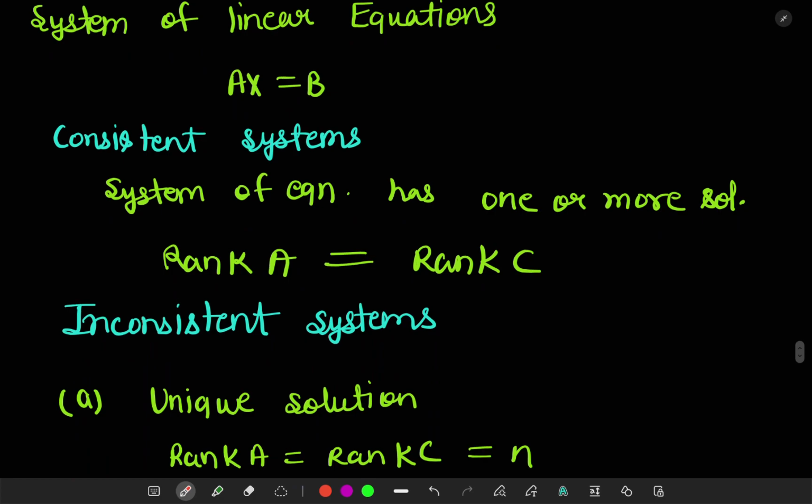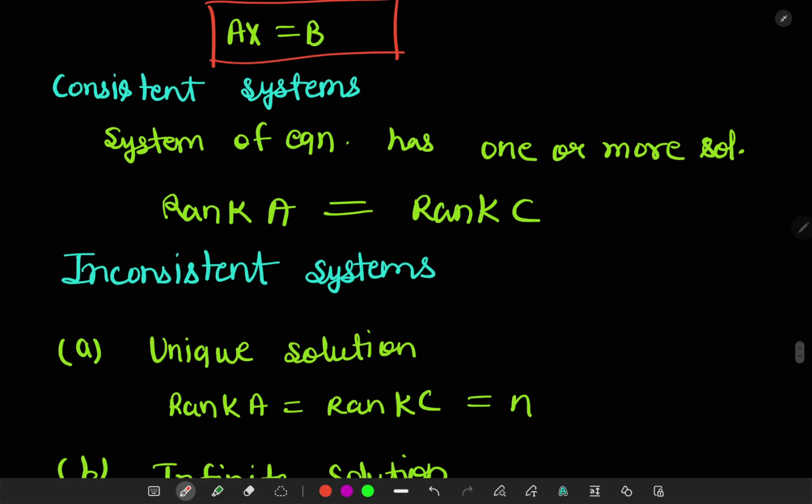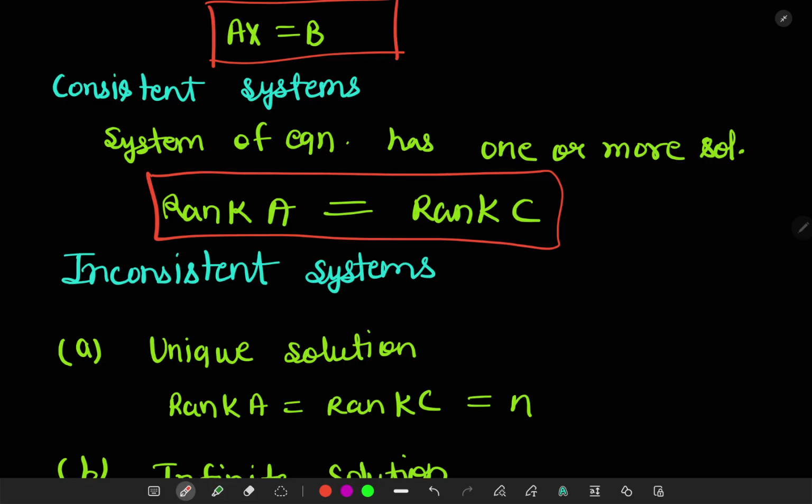Now, system of linear equations. It is represented by Ax equal to b. The system is said to be consistent if the system of equations has one or more solutions, which means rank of A equal to rank of C.